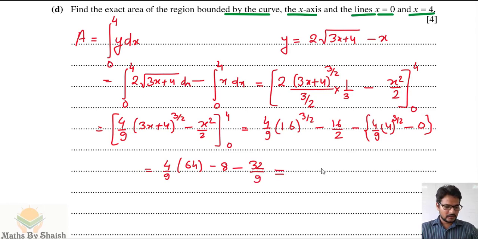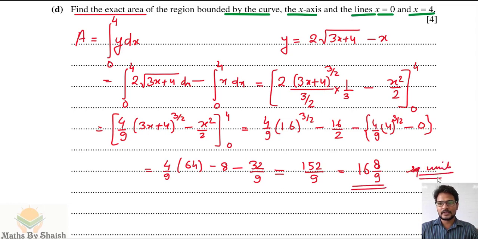In fraction form it is coming to 152 over 9. Then we have to see the question. They have asked for the exact area, so we can leave our answer like this, or in mixed fraction form, and this is going to be 16 8 over 9 square units. That's the area bounded by the curve, the x-axis, and the lines x equals 0 and x equals 4.